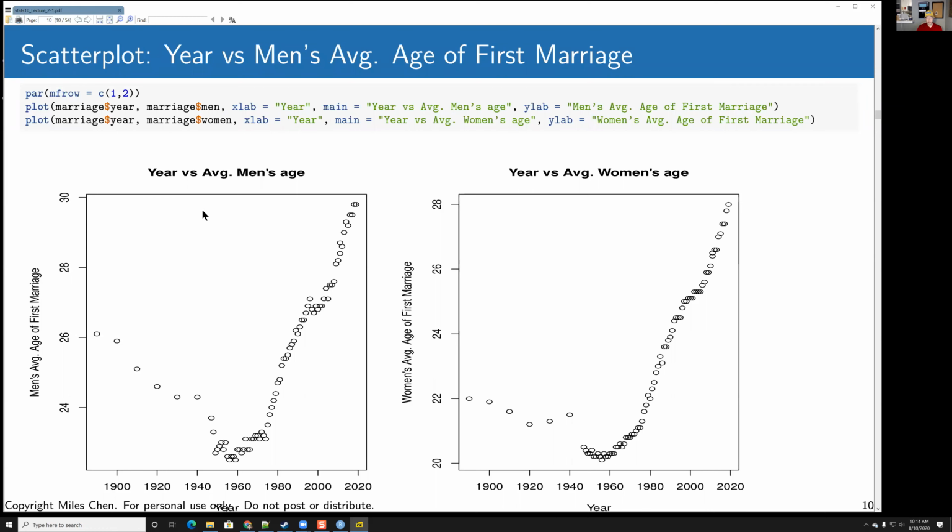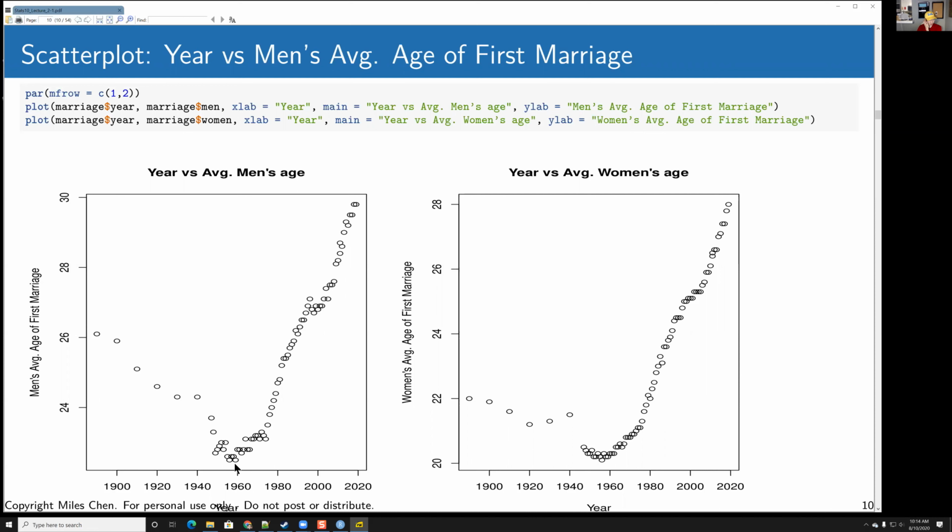You can also create another scatter plot using the same data, and this time I'm plotting the year versus average age of men's first marriage and average age of women's first marriage. And this reveals an interesting trend: in the 1890s and 1900s, men's average age of first marriage was around 26, and consistently that seems to go down and down until around the 1960s, when the men's average age of first marriage looks to be around 22 years of age.